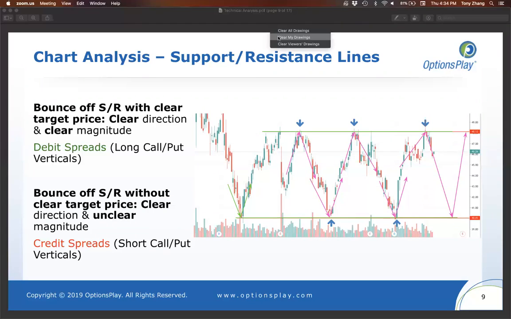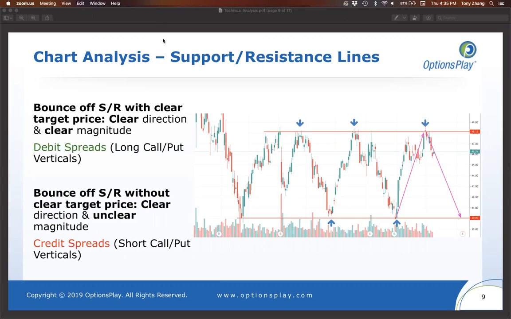So there are a few different ways that you can use support or resistance lines. The most common one is that when it hits a floor, you believe that it's going to move back up to the ceiling again. And when it hits the ceiling, you believe it's going to move back down to the floor. That is a trade that has a very clear directional view, because when it hits the floor, you're bullish, when it hits the ceiling, you're bearish, and you can use previous support or resistance as your target price.